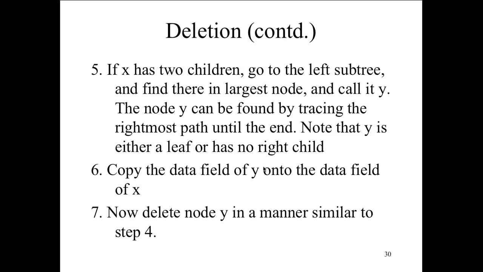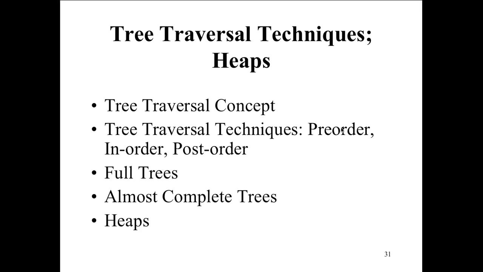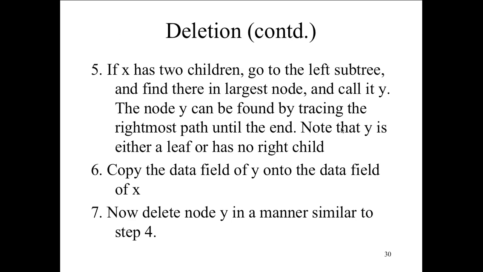So if X has 2 children, then we go to the left tree, and then we find where the largest node is, and then we call that one Y. The node Y can be found by tracing the rightmost path until the end. Note that Y is either a leaf or it has no children associated with it. And then we copy, I'm going to show an example of this in a few minutes, the data field of Y onto the data field of X, then delete the node Y in a manner similar to step 4.